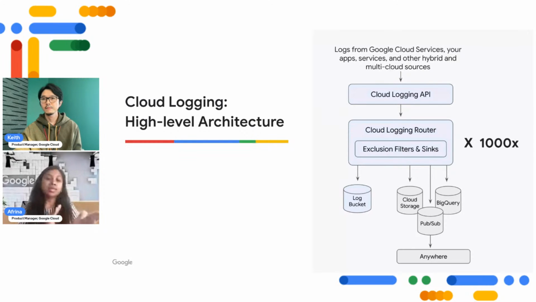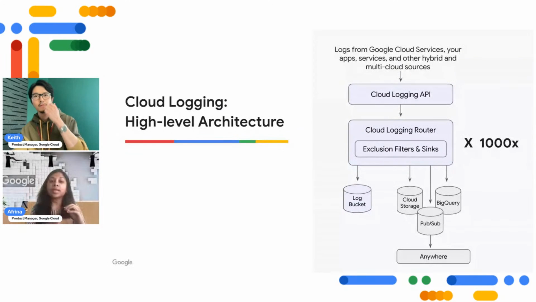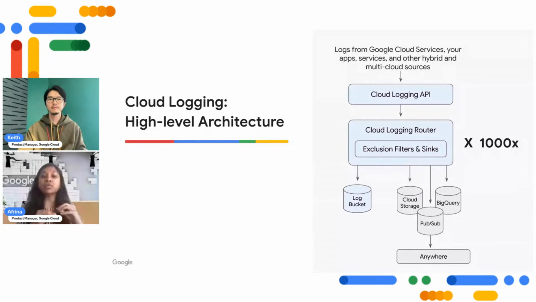Now, a log bucket is very different from a GCS bucket. A log bucket is auto-optimized for logs. Your logs get auto-indexed. They're immediately available for you to visualize, troubleshoot, see your dashboards, and create alerts on. Now, this high-level architecture is for one project.